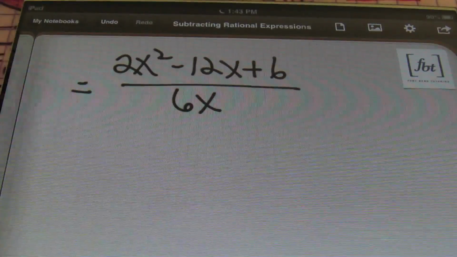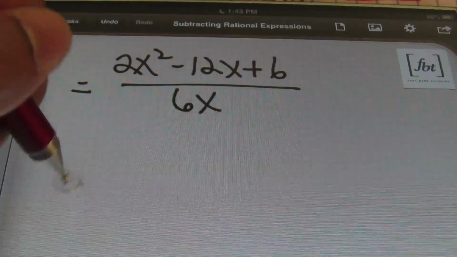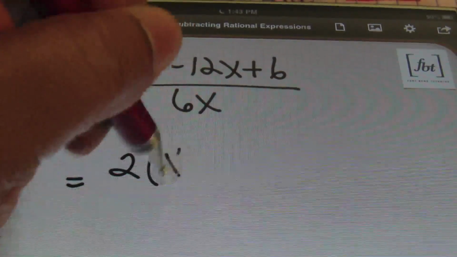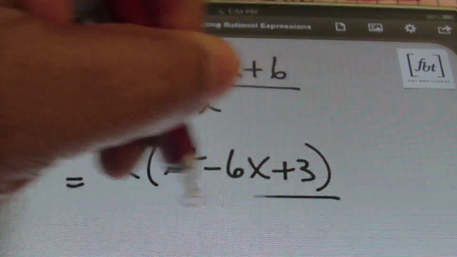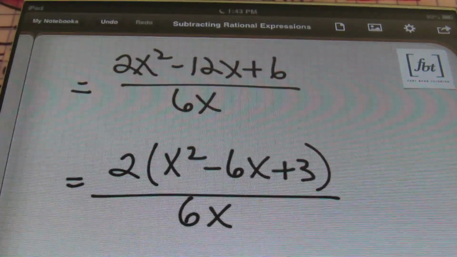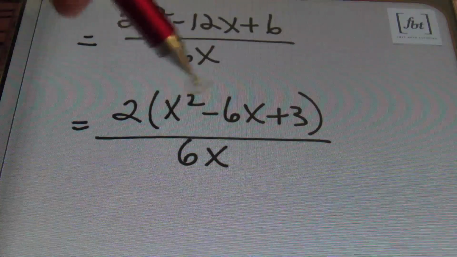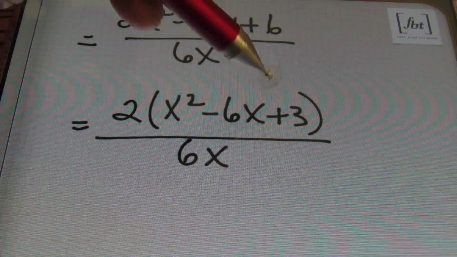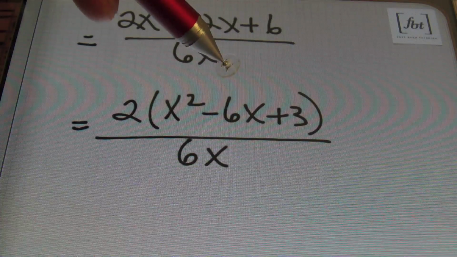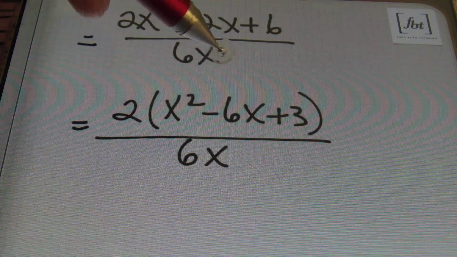Cool. So what we're going to do is we're going to factor out a 2. This leaves us with x squared minus 6x plus 3 all over 6x. And if you check out your trinomial here, there aren't going to be two numbers that'll multiply to give you 3 and add to give you 6. Therefore, you cannot factor this trinomial, okay?